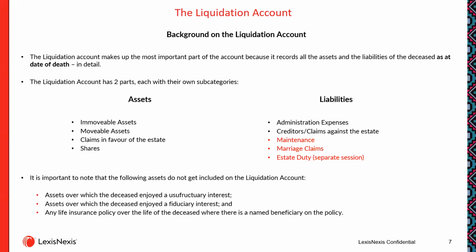at date of death. So important to note with our liquidation account as well, there are a few assets that we don't include in our liquidation account because they would either be included in a separate account in our liquidation and distribution account or because they are excluded in terms of legislation. So one of the first ones is assets over which the deceased enjoyed a usufructuary interest. We don't include this in our liquidation account because this will be included in our fiduciary assets account. Similarly, we don't include any assets over which the deceased enjoyed a fiduciary interest. This would also be included in our fiduciary assets account.